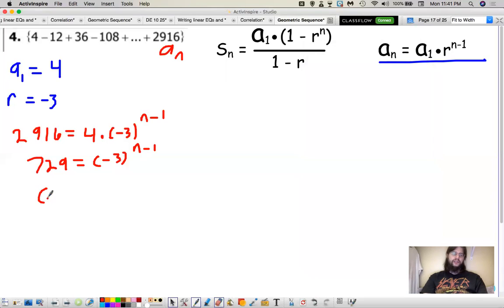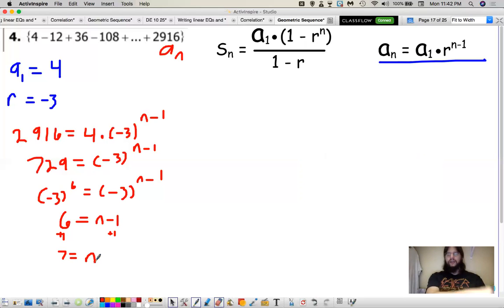So this is -3 to the 6th power equals -3 to the n minus 1 power. Does that look familiar and a little bit easier? Okay, you can stop crying about logs now. Add 1 to both sides. 7 is equal to n. Beautiful. We're done. You wish.